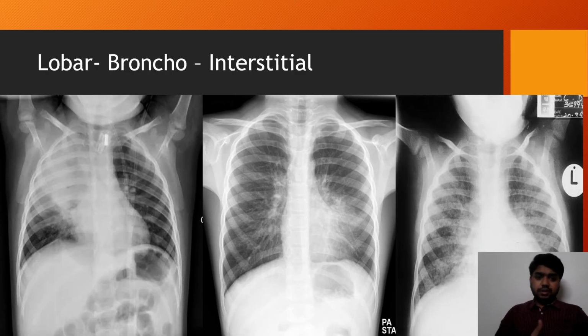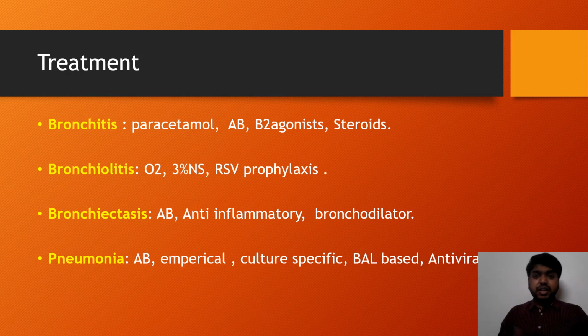So pneumonia, all these are pneumonia. This is a lobar pneumonia where a particular lobe of the lung is involved, whereas this is a bronchopneumonia where reticulonodular perihilar shadows are seen. And this is an interstitial pneumonia where septal and diffuse infiltrate type shadows are seen. Then treatment: how is the treatment going to differ among all of these?